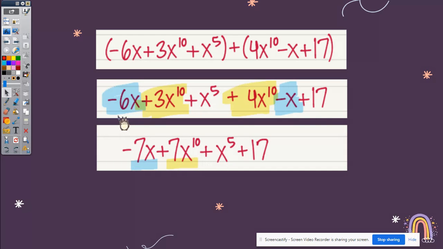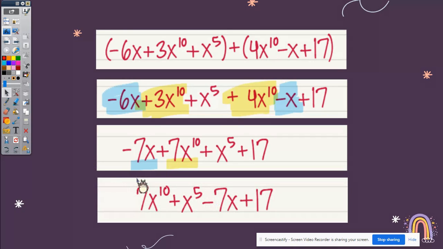So when I did the blue highlighted, negative 6x minus x, you get negative 7x. Positive 3x to the 10th power plus 4x to the 10th power is 7x to the 10th power. X to the 5th power did not have a partner, so I just brought it down. And the 17 I also brought down. Okay. Then from here, you have to put it in descending order by degree. And don't forget, by degree means whatever exponent is attached to the x. So we go from 10 to 5 to an invisible 1 to a 0.